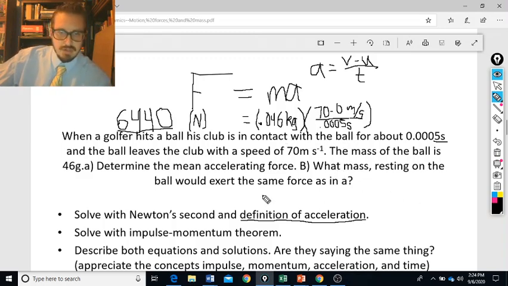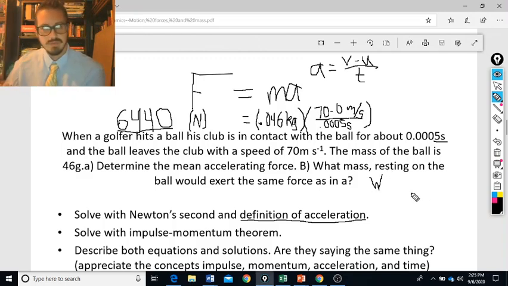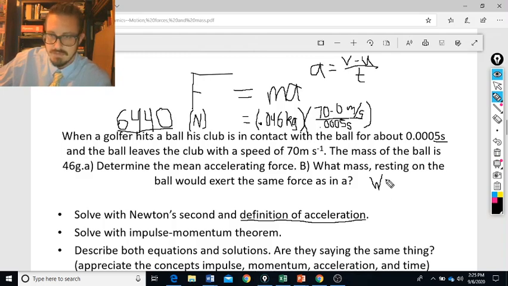What mass resting on the ball would exert the same force as in A? So if we were to set a mass on top of the ball, what mass would it take to give us that much force? This is really a problem about weight, the force due to gravity. So it's saying, how massive would something need to be so that the weight force it exerted as it rested on this thing would equal the force that you could deliver to it with a golf club. So 6,440 newtons. We want that to be the weight.